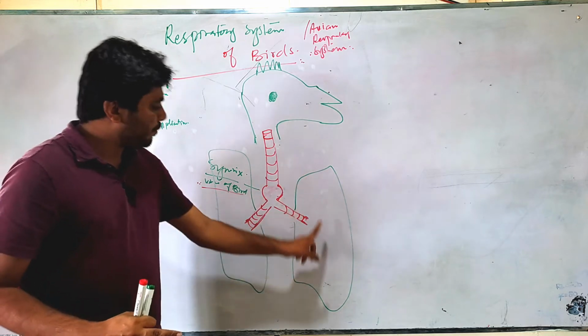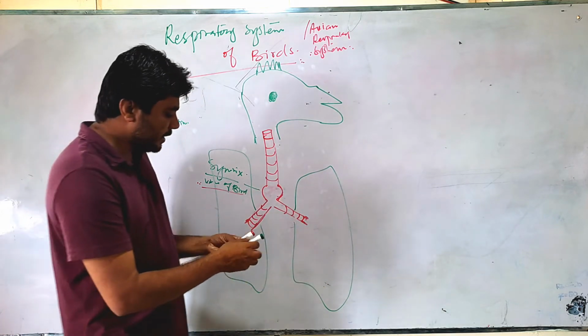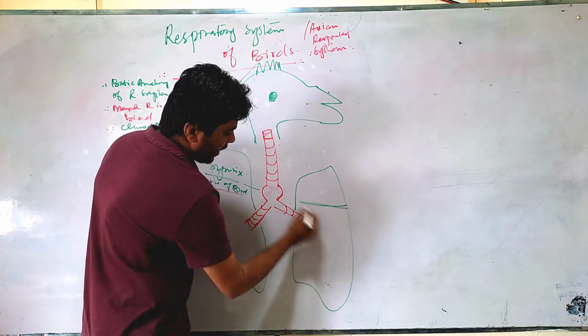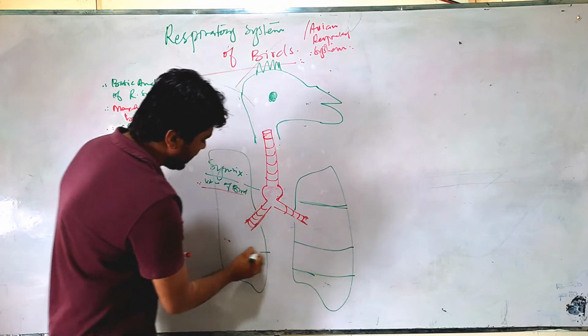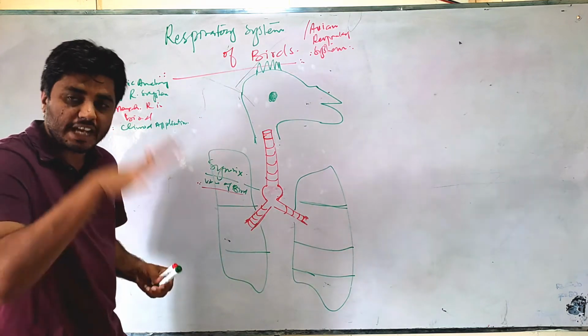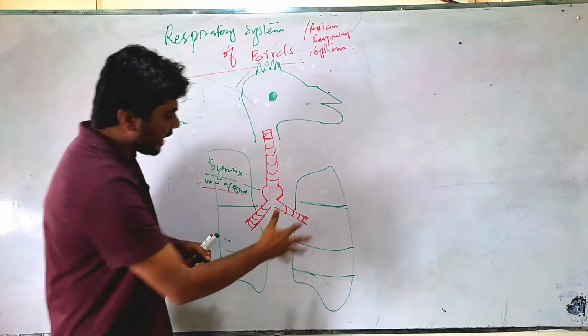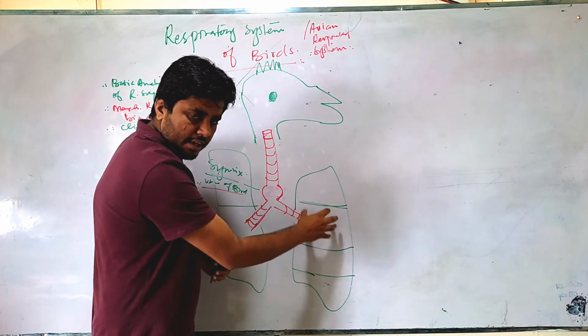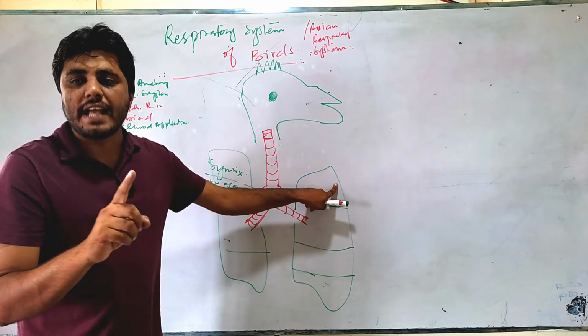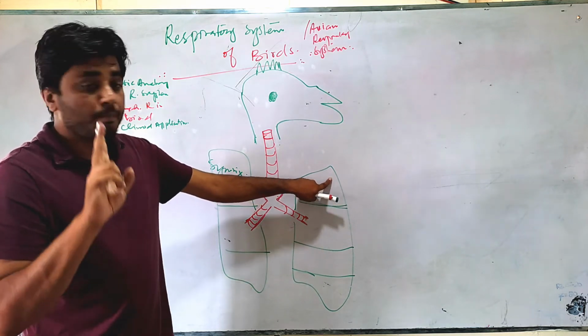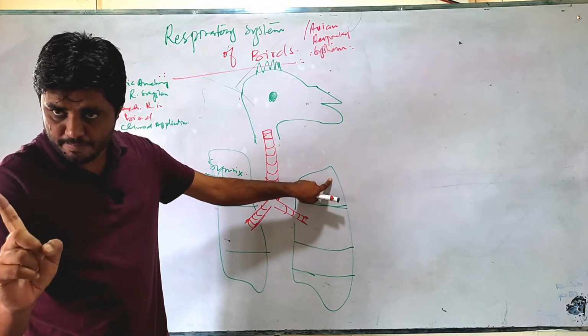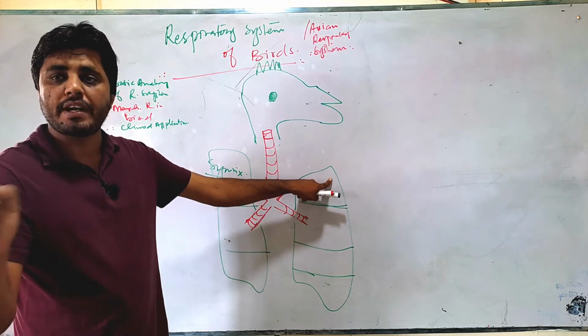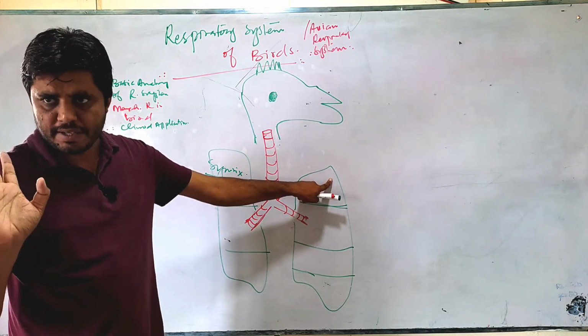So the lungs of a bird, if you see grossly, you will find indentation on the top of the lung surface. This is because of the ribs; they are fixed in the ribs. Two points to remember: birds do not have a diaphragm, which means there is no proper abdominal and thoracic cavity boundary.